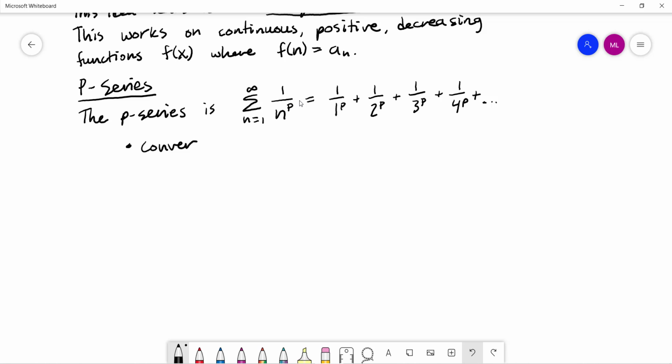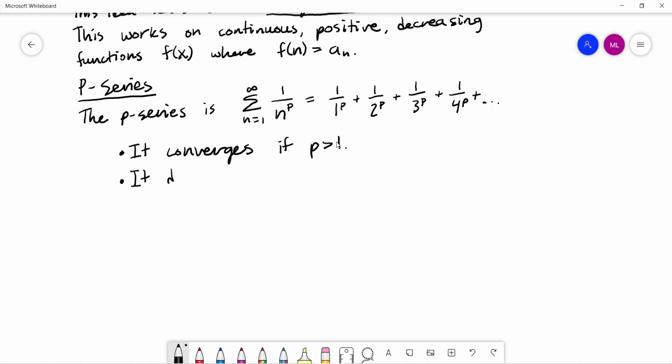So let me write it this way. Let's do bullet points still, but let me say it converges basically if p is greater than 1. So if this power is greater than 1, for example, the first example that we did up there, it was 1 over n squared, so the value of p was 2. We saw that that one converged. Turns out the cutoff is p equals 1. If p is greater than 1, it's going to converge.